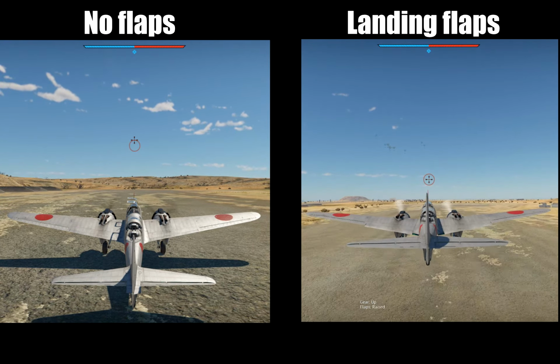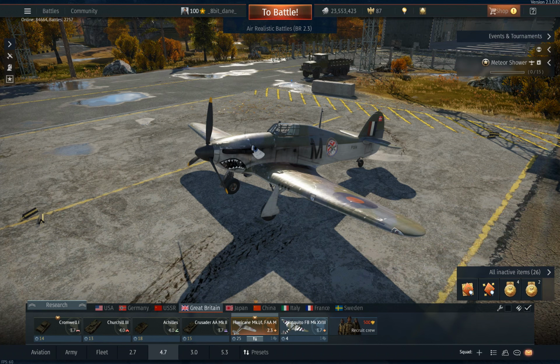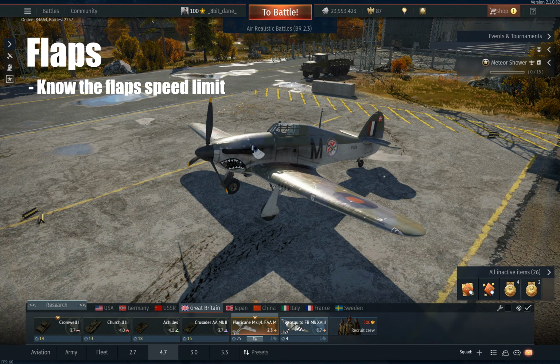Now the most important thing in War Thunder to know about when we're talking about flaps is what the speed limit is, since if you pass that speed, the flaps will break off and damage your plane, and more importantly, worsen your plane's flight envelope. Or in other words, if your plane was crap before, it's even crappier now.